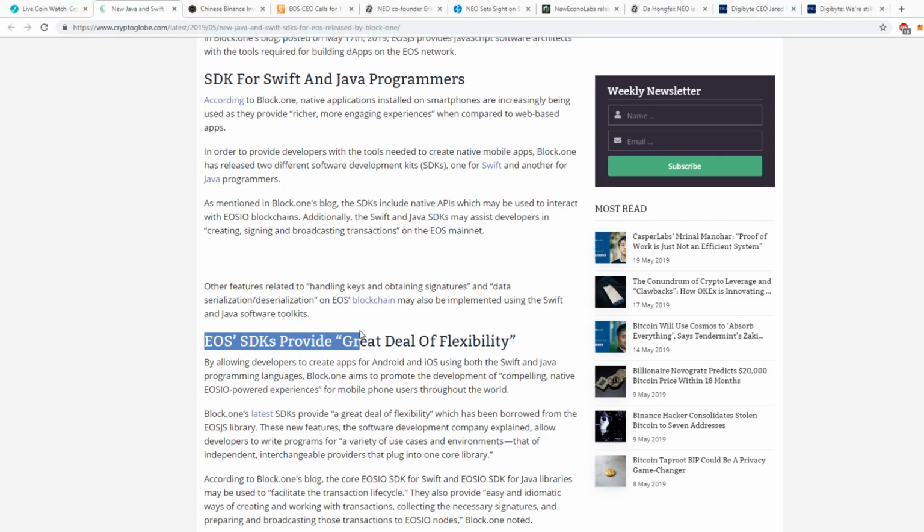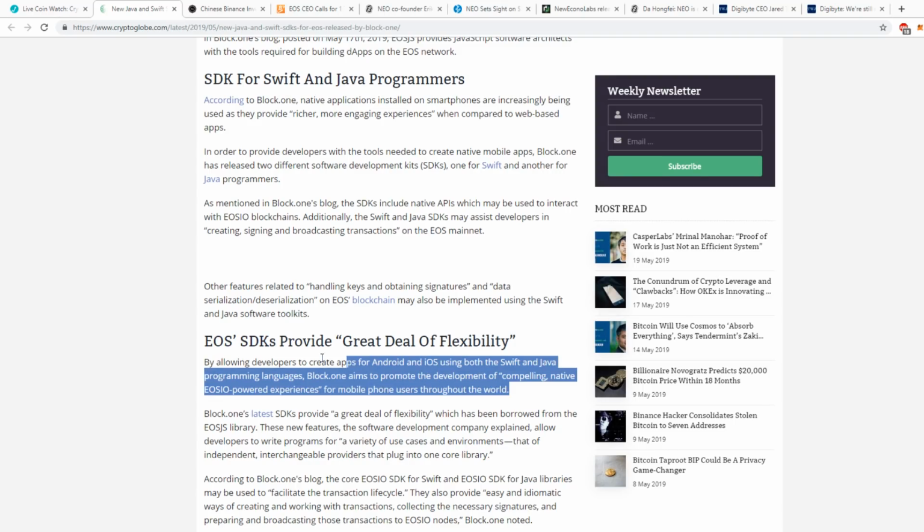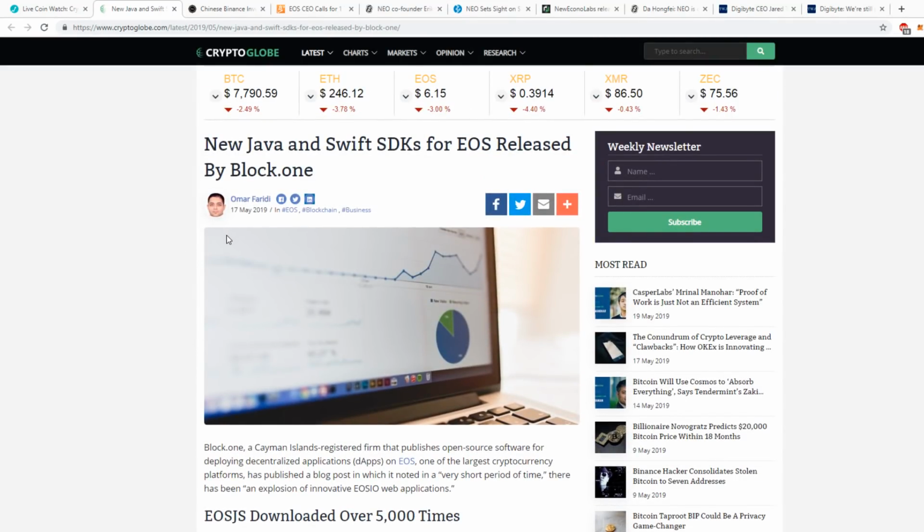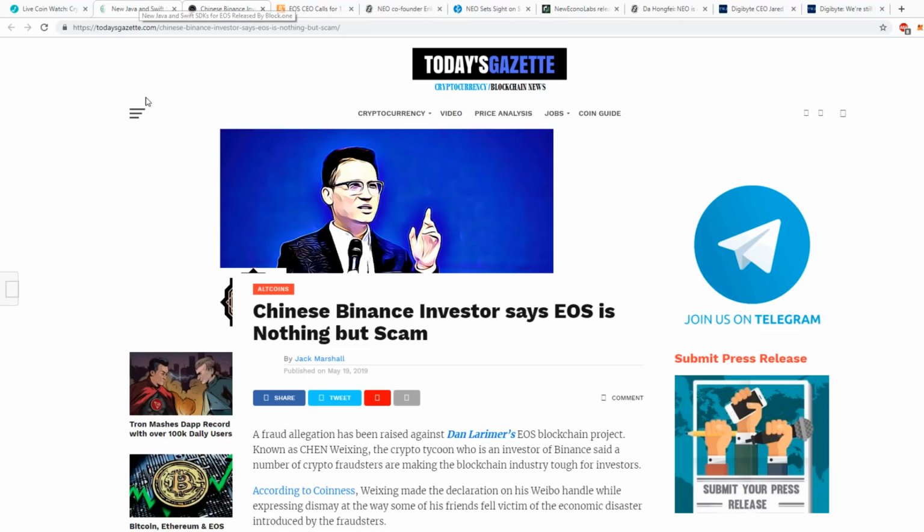So EOS's SDKs provide a great deal of flexibility. By allowing developers to create apps for Android and iOS using both Swift and Java programming languages, Block.one aims to promote the development of compelling native EOS powered experiences for mobile users throughout the world. And I think this, for them implementing some kits, is actually really smart, incentivizing some of the developers to hop on the platform and start developing on here instead of somewhere like Tron or any other place. Even though on Tron it is quite simple with Java as well, but you guys get the idea. They're incentivizing people to hop on.